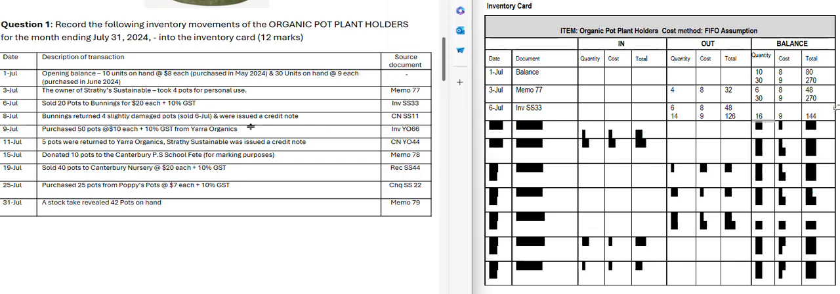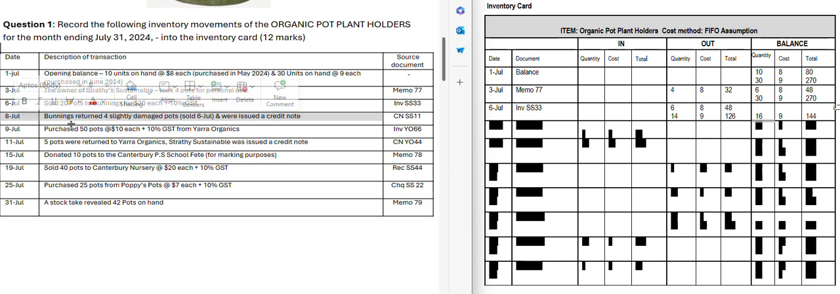All right, next one. It says here on the 8th that customer, Bunnings, that we sold to a couple of days earlier, has returned some damaged pots, and we're given a credit note. So if we go back to the 6th, we had some $8 ones and some $9 ones. Which ones are they returning? We don't know. So we need to use the FIFO assumption.